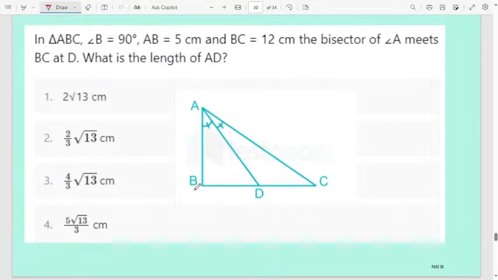In triangle ABC, angle B is 90 degrees. AB is 5 centimeter, and BC is 12 centimeter. The bisector of angle A meets BC at D. This is the bisector, meeting BC at D. What is the length of AD? This length you have to calculate. Consider this is a right angle triangle, the angle is given as 90 degrees. Solve, you will get it.